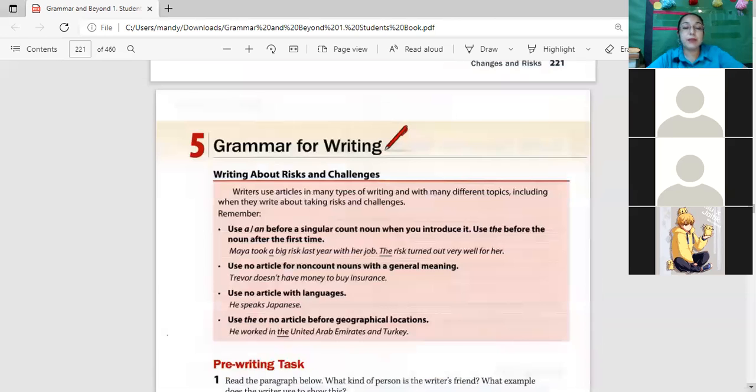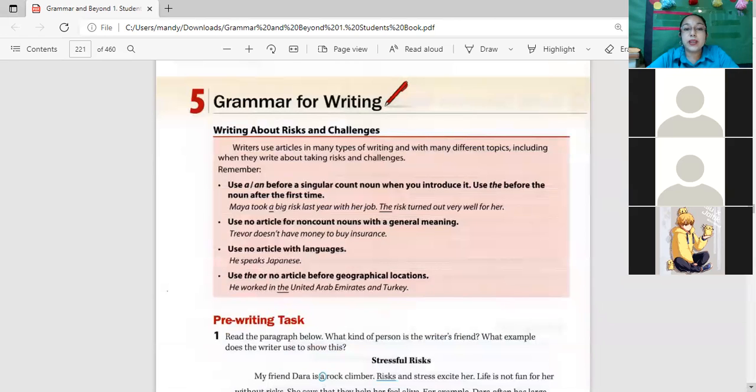So let's see now, grammar for writing. In that case, writing about risk and challenges. Writers use articles in many types of writing and with many different topics, including when they write about taking risk and challenges. Okay, this one, it's true. Most of the time, we use articles in every sentence, yeah? When we write, when we speak, but it's necessary to learn the use of each one.